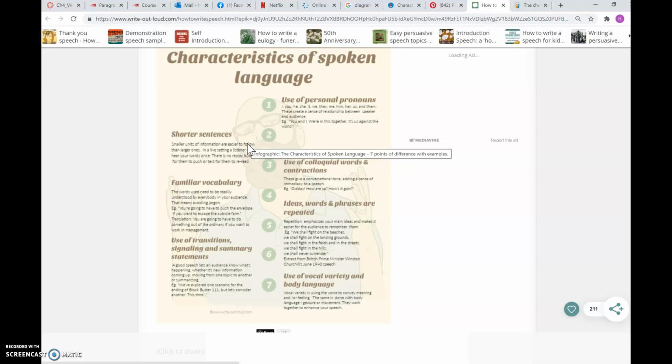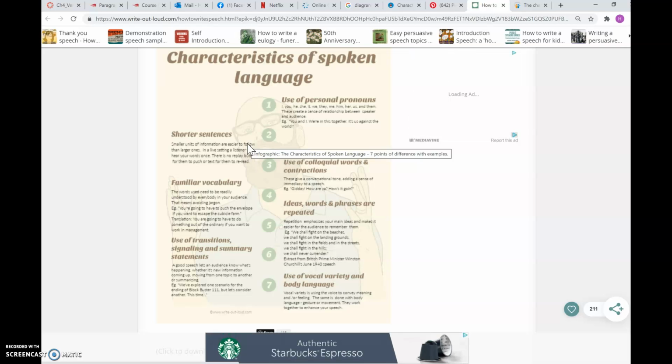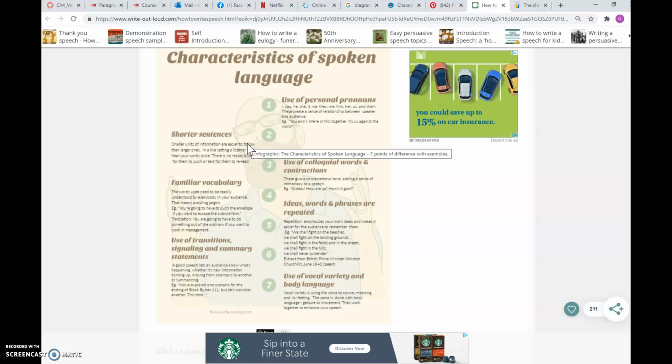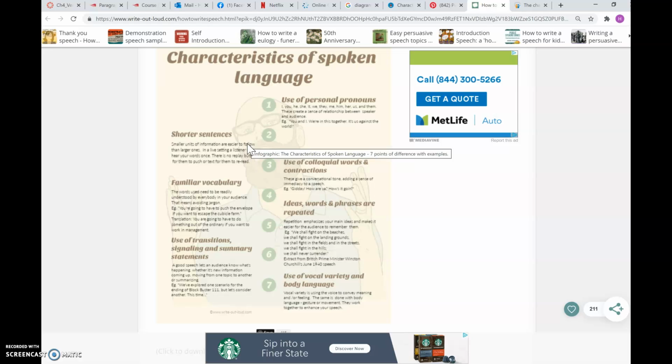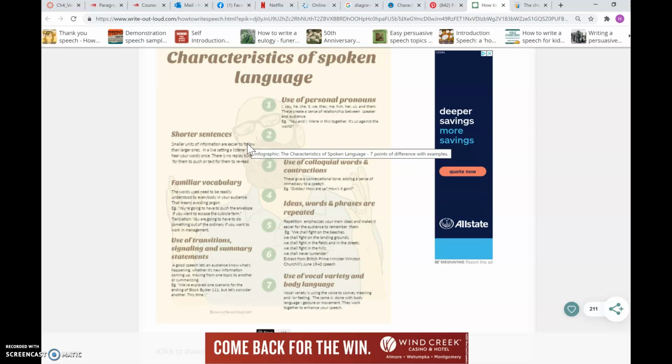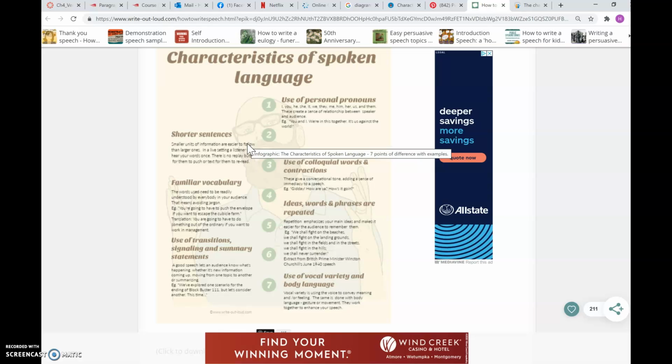Ideas, words, and phrases are repeated. So in written language, you might have been told by English teachers not to repeat yourself. There's a time and a place for it, but in spoken language, it's actually better to do a little bit more repeating to reinforce ideas and to help the audience to remember them, because they're not going to have a chance to go back and reread what you've said because you're saying it. So we tend to repeat things more when we're speaking. We also, because it's impromptu and we're just doing it off the cuff often, can't be as choosy with our words because we can't really go back and revise them in the same way that we can with writing.